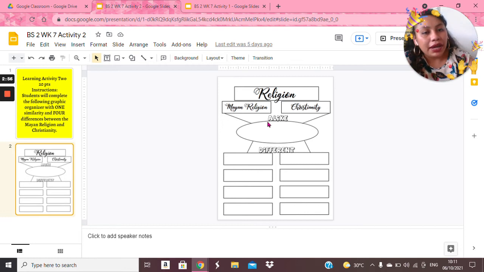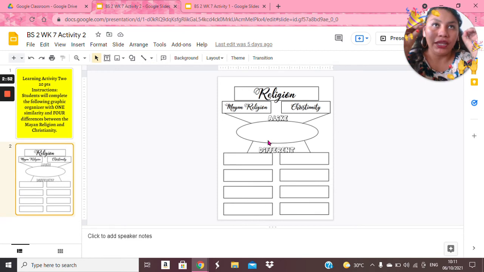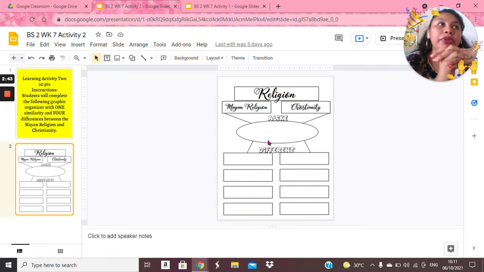So now, how are the Mayan religion and Christianity similar to each other? I would like you to think of one thing. This is what we're going to be talking about tomorrow, right? Specifically the Mayan religion, what were their beliefs and traditions, and then you want to compare that to Christianity, our beliefs right now.